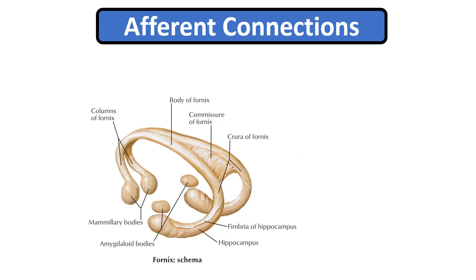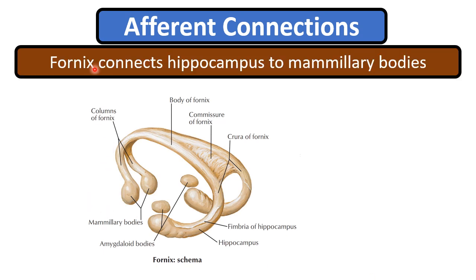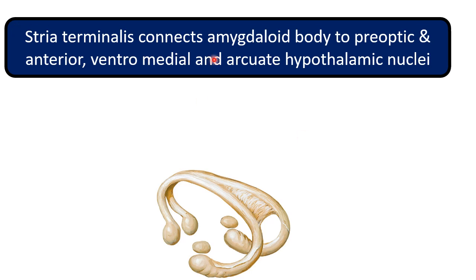Then afferent connections means receiving connections. So the inputs are afferent connections. One is from the fornix, which connects the hippocampus to the mammillary bodies. Then we can identify the stria terminalis, which connects the amygdaloid body to the preoptic, anterior, ventromedial and arcuate hypothalamic nuclei. So another input is coming from the amygdaloid body. This is the amygdaloid body, this is your hippocampus, and this is your mammillary body.